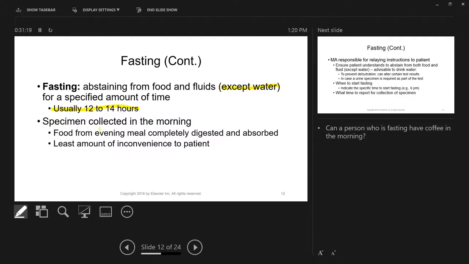For specimens collected in the morning, food from the evening meal would be completely digested and absorbed, so they can eat their evening meal and get the test done sometime in the morning. This is the least inconvenient for the patient. This is the best way to do it. Tell them to go home, have your dinner. After dinner, don't eat anything else. Your lab test is scheduled this time next morning. That's the best way.